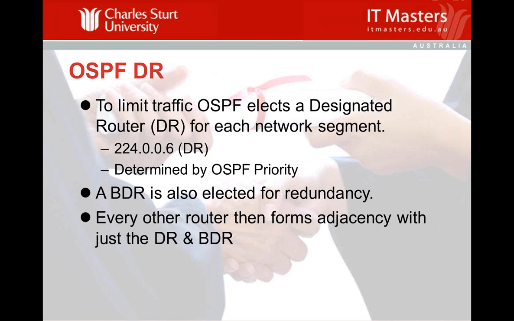So what happens is OSPF will elect a designated router. That's based on a priority, which you can either manually set, or by default it will work out. By default it is 255. If there is a tie in priority, then whichever router has the highest router ID, so again, whichever router has the highest loopback address, or if it's manually set, whatever the ID is, that will become the designated router.